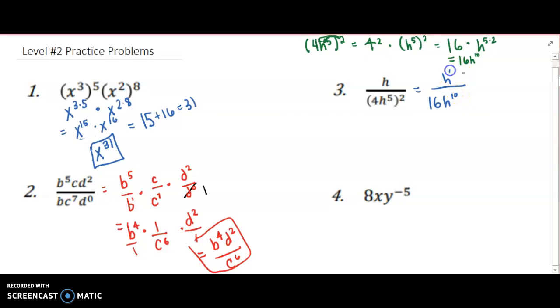Okay, and if you want to think of this as h to the 1, anytime we have top and bottom, we're going to subtract them. So 1 minus 10 is negative 9. So it would stay on the bottom. So this is just 1 over 16h to the 9th power.